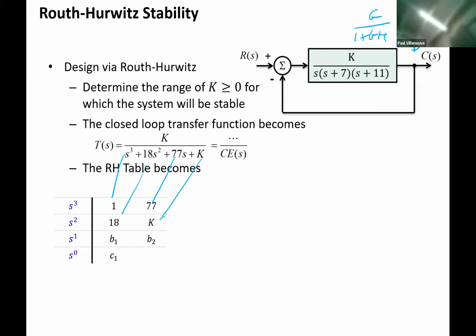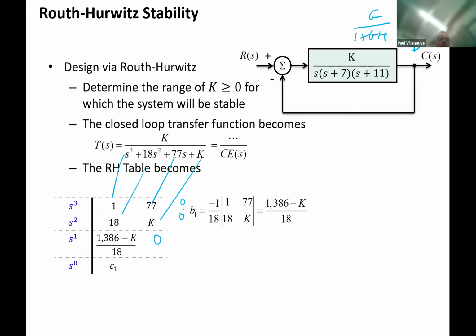Now I can't put this into MATLAB, can I? I can't put this into MATLAB because I have a variable, so MATLAB can't give me the roots, but I can do Routh-Hurwitz. So here's B1. And we know that B2 is going to be 0 because there's a row of zeros here. Now, I'm going to continue to build C1 and check my work, and I can see that that value equals K. How do I determine a range of K greater than 0 so that my system is going to be stable?